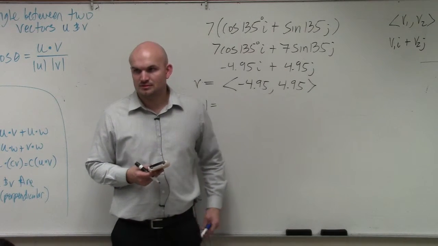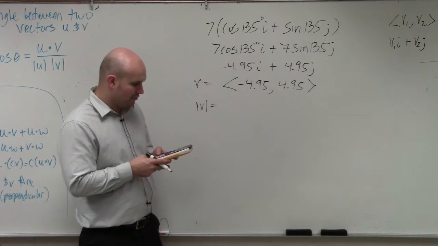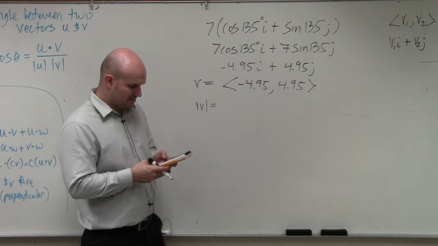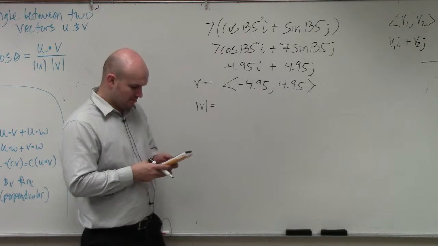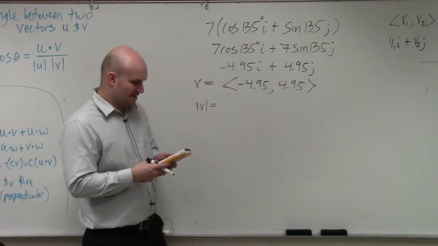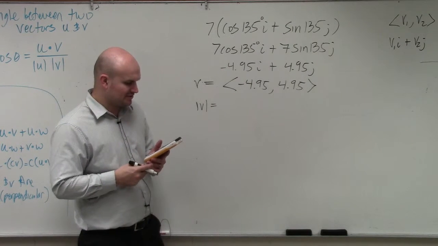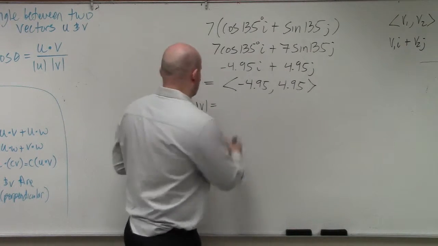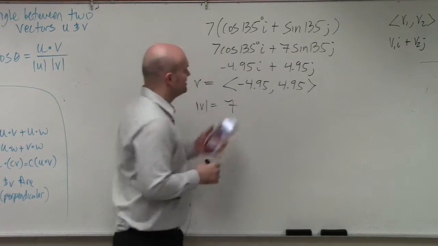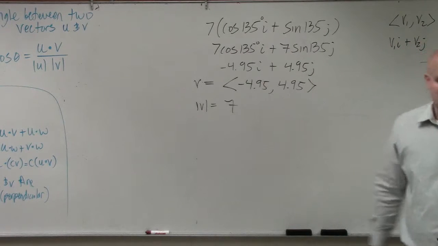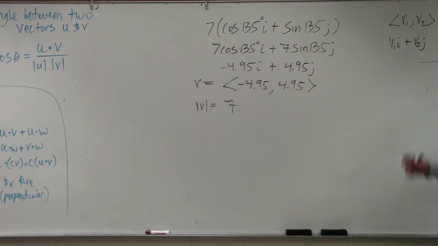OK, so I'm going to do negative 4.95 squared, which is really 4.95 squared, plus 4.95 squared, and then take the square root of that answer. And I get 7.000. Since I rounded those, I'm going to leave the magnitude as 7, because I had to round negative 4.95. So since I get 7.00, I'm going to leave the magnitude at 7.